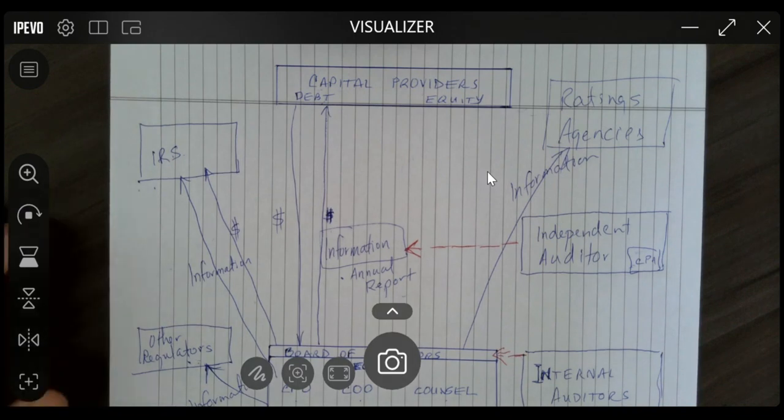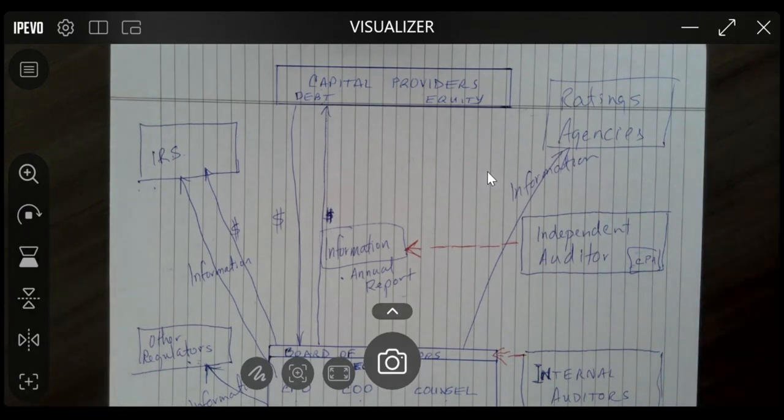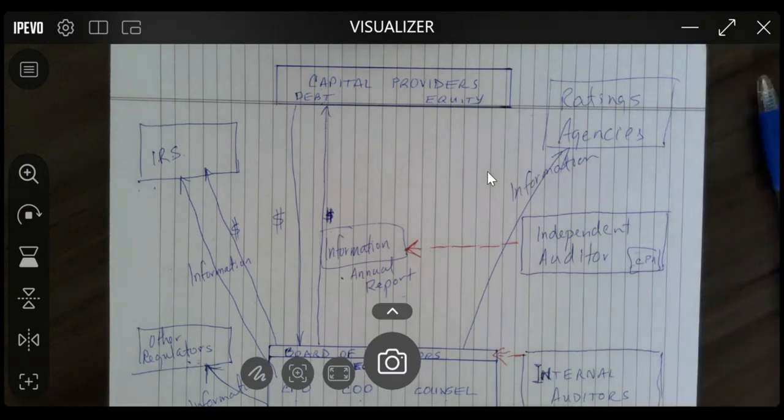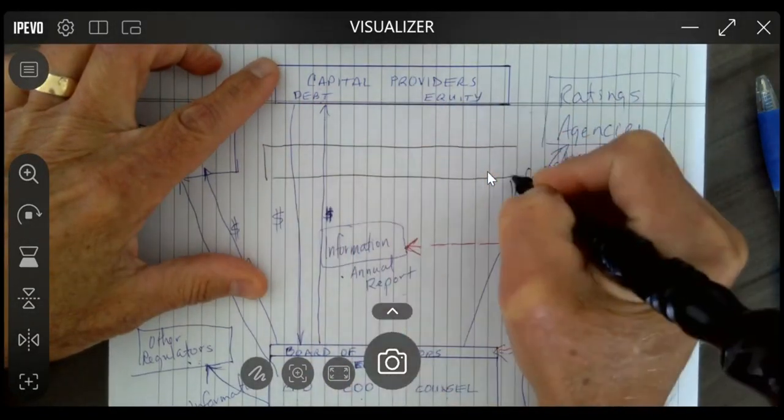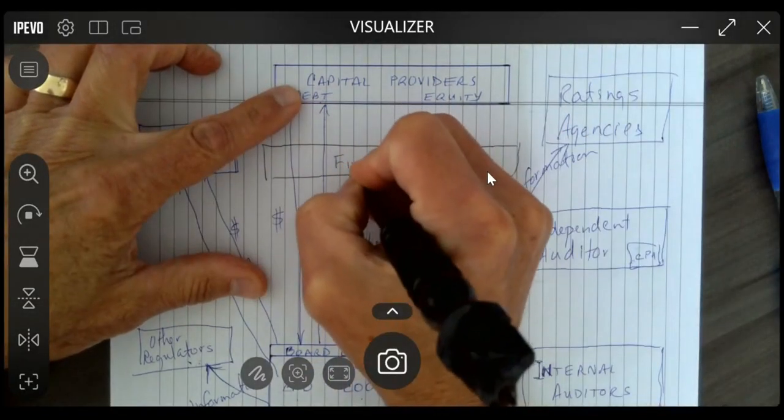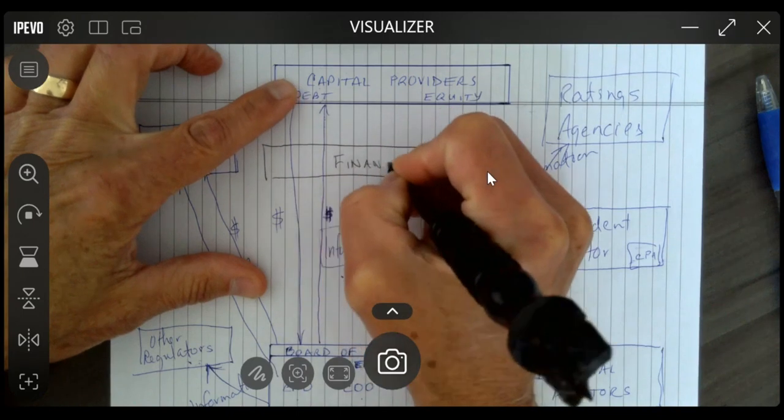Okay, now one organization that I haven't put on here yet, but I will now, is financial intermediaries.